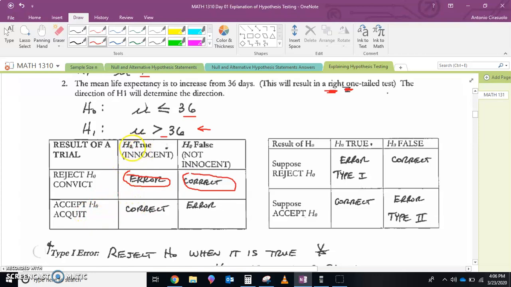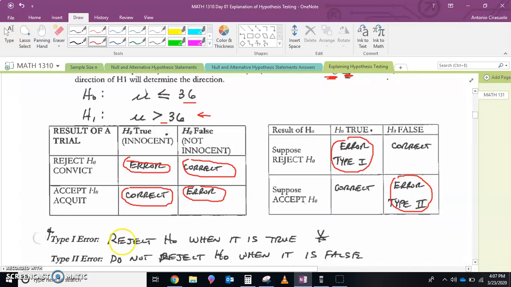Likewise, the statement is the person's innocent and we acquit. Well, we made the right choice in that case. And if we acquit even though they're not innocent, we've made another error. So in terms of statistics, we have two different types of error. We have a type 1 and a type 2, and we'll get into that in a second.